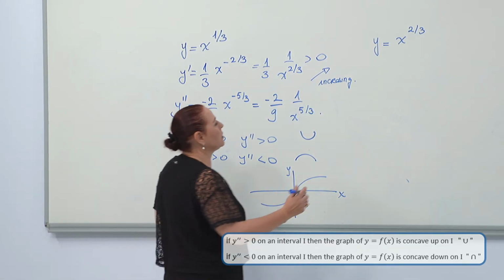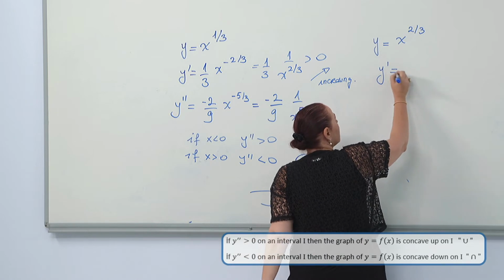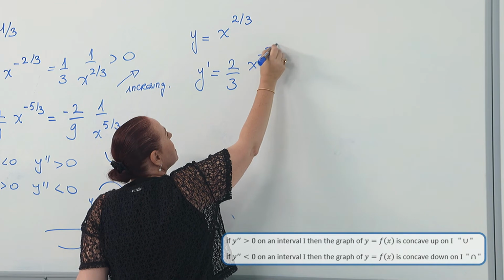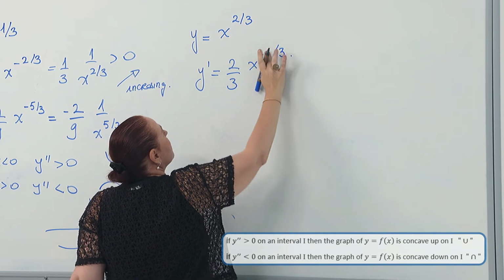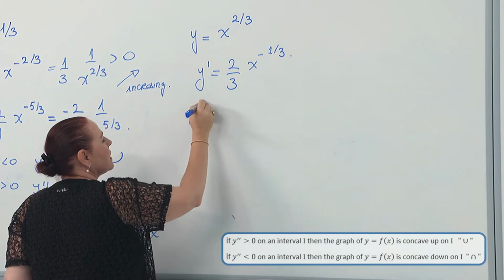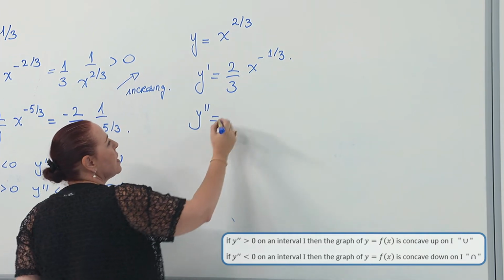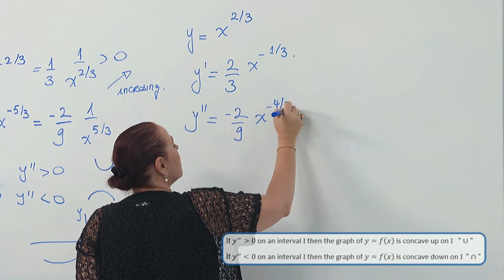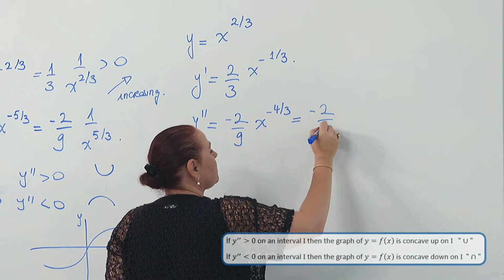Let's take the second one. The first derivative is 2 over 3 x to the power minus 1 over 3. The second derivative is minus 2 over 9 x to the power minus 4 over 3.